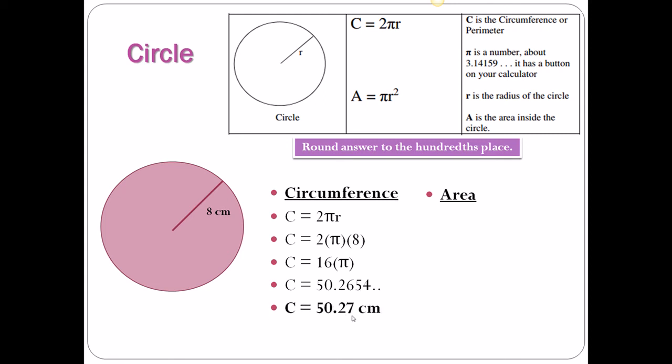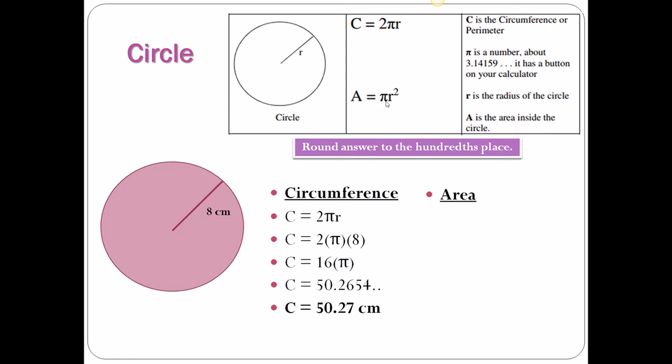So 50.27 centimeters. Because I'm just going around the edge, going around the edge, going around the edge, and it takes 50.27 centimeters. So if I were to take a string and wrap it around a circle that had a radius of 8, it would take 50.27 centimeters.